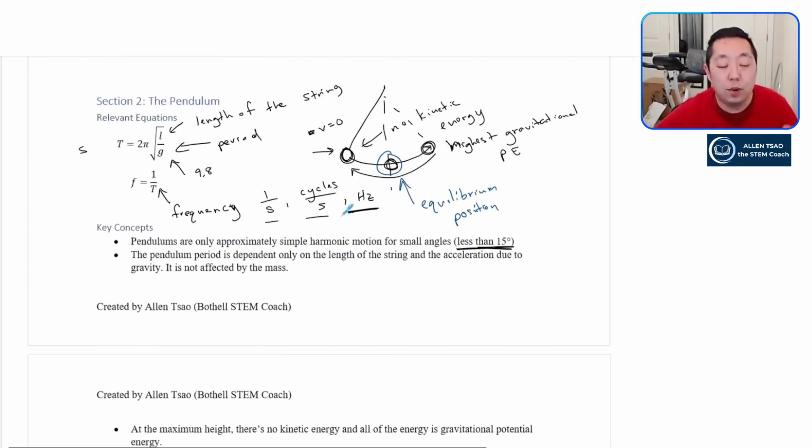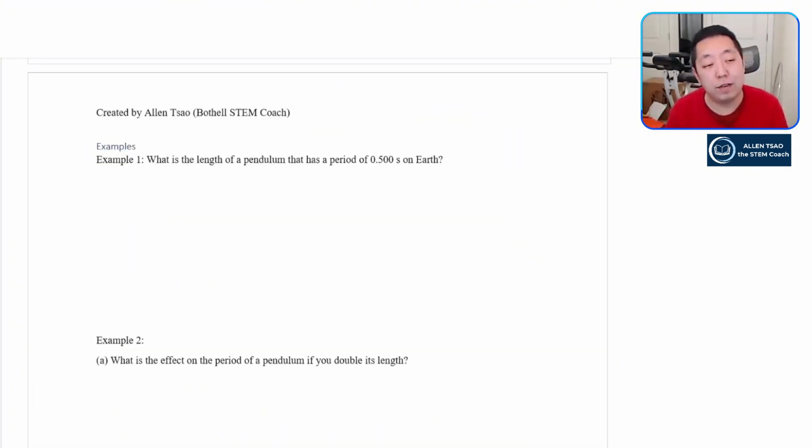When we're solving problems, we're going to be looking at the exchange of kinetic energy to gravitational potential energy and back and forth. And then the period of time is governed by this period equation. And that's pretty much all there is to a pendulum. So let's take a look at a few examples of how we use some of these equations and principles for a pendulum.